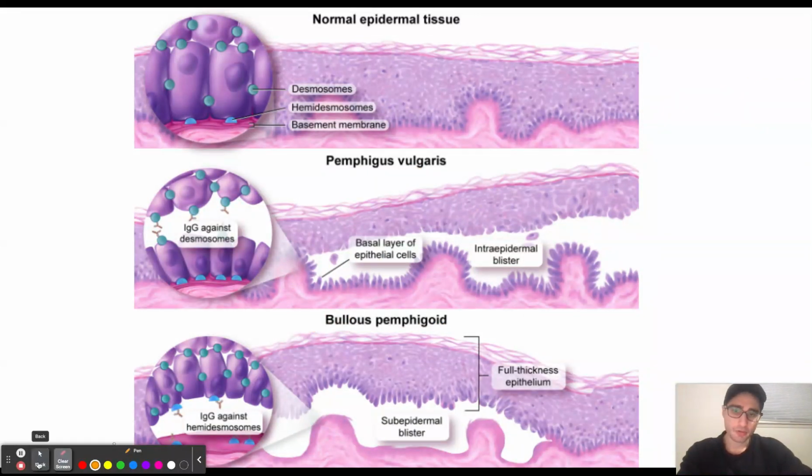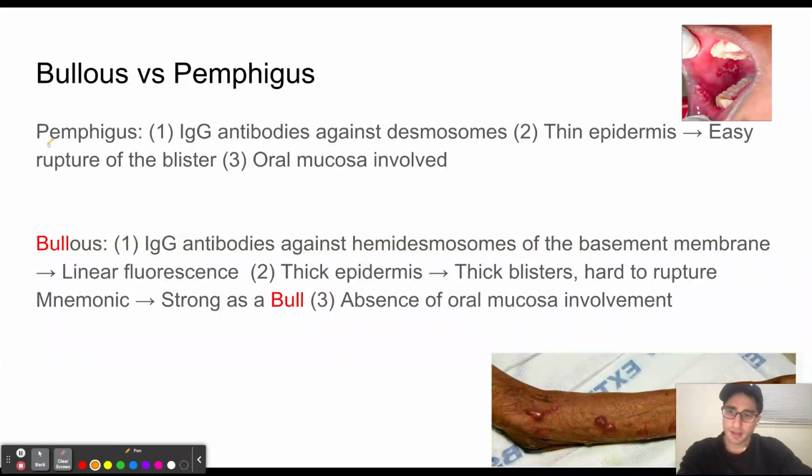Now, another important symptom that you need to be aware of in distinguishing Pemphigus vulgaris versus Bullous pemphigoid is going to be the involvement of the oral mucosa. In Pemphigus vulgaris, we're going to have involvement of the oral mucosa. So as you can see from this picture, there's a lesion in the mouth. Whereas with Bullous pemphigoid, we're not going to have any involvement of the oral mucosa.